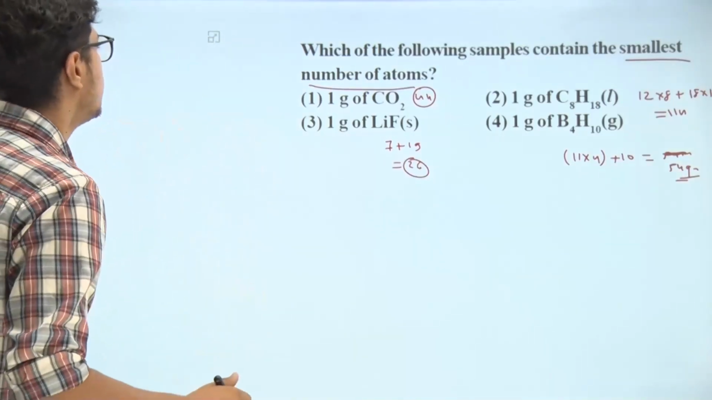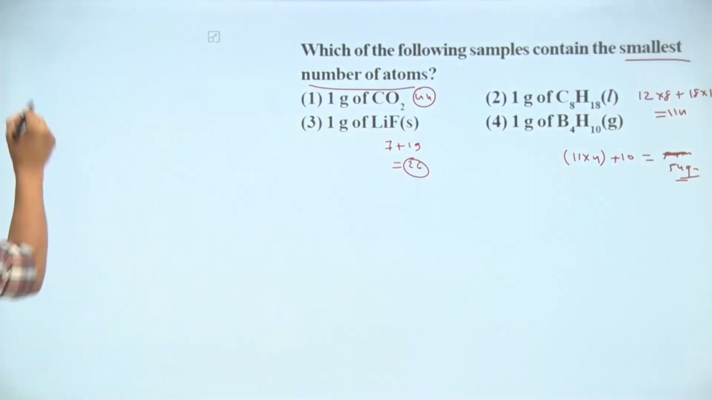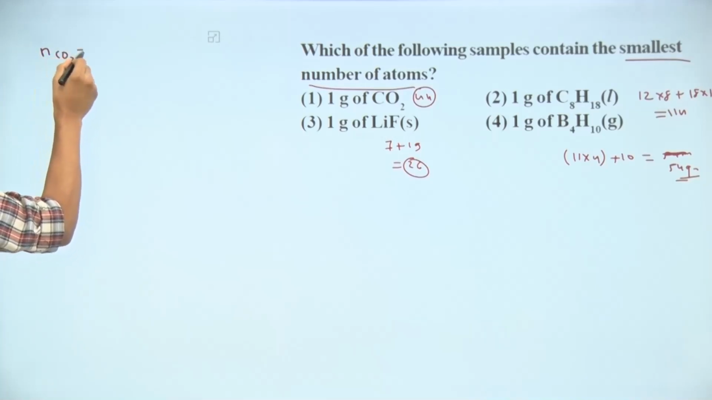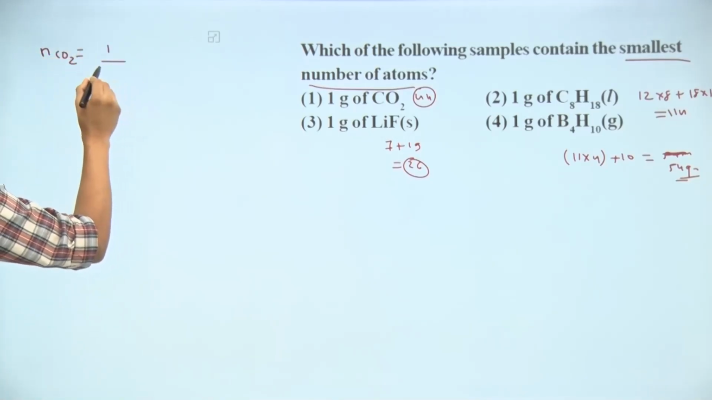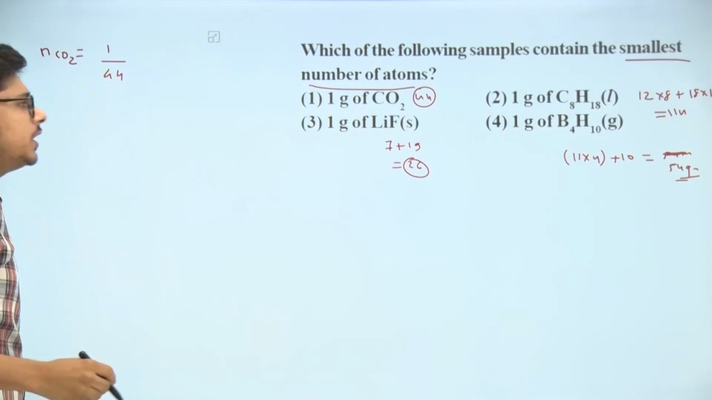Okay, so first of all, we have 1 gram of CO2. So here the number of moles of CO2 is given mass upon the molar mass, that is 44.